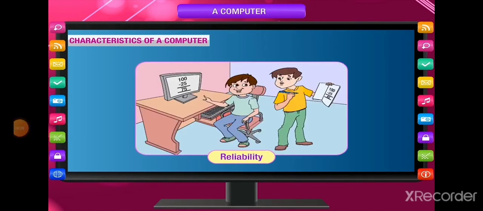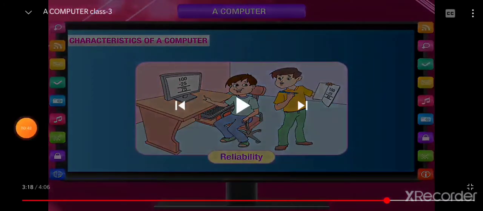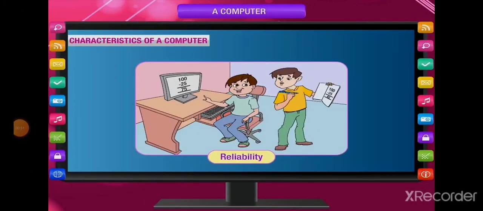The next is reliability. But what is reliability? When you can trust someone that they will not make a mistake, that is called reliable or reliability. A computer does not make mistakes, as we know. See, the boy in front of you has done a subtraction and made a mistake in it, while the same calculation when done in the computer, it doesn't make a mistake and gives us the proper answer. In this way, computer never makes a mistake, and in this way you can identify it.